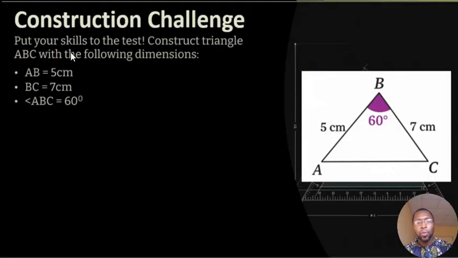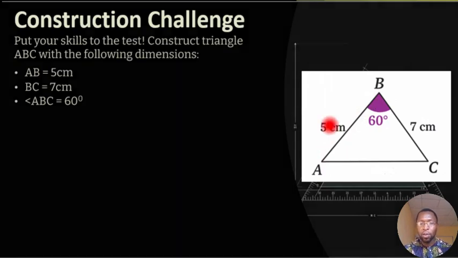Now here it says we are to construct a triangle ABC with the following dimensions. AB is 5 centimeters, BC is 7 centimeters, and angle ABC is 60 degrees. So this is a sketch of it. Here is AB, 5 centimeters, and BC, 7 centimeters, and angle ABC is 60 degrees.